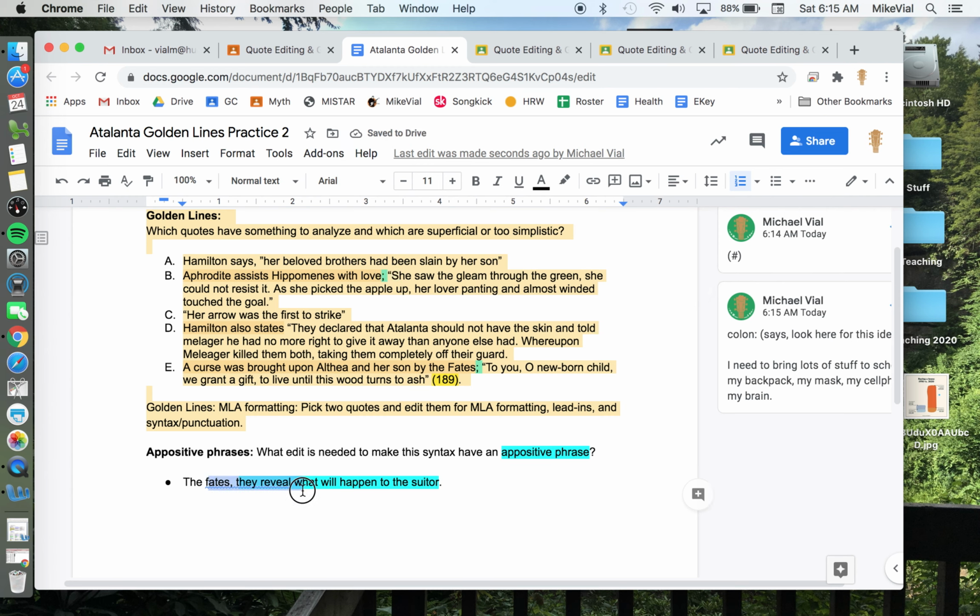Now, let's talk about appositive phrases. Again, it does not matter in 6 months, 2 years, if you remember exactly what an appositive phrase is, unless you're an English teacher or a professional writer. But we want to be using them intuitively in our writing. And I've been using them all the time in my study guides. I don't know if you've intuitively noticed it. So let's fix this one. The fates, they reveal what will happen to the suitor. This isn't clear. Now, if we were just going to change it without an appositive phrase, it would be that. The fates reveal what will happen to the suitor. There's no appositive phrase there. An appositive phrase is like this.